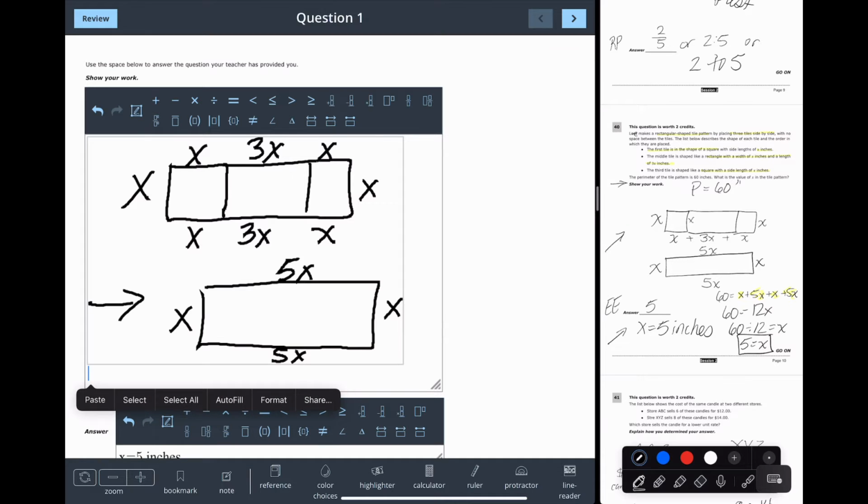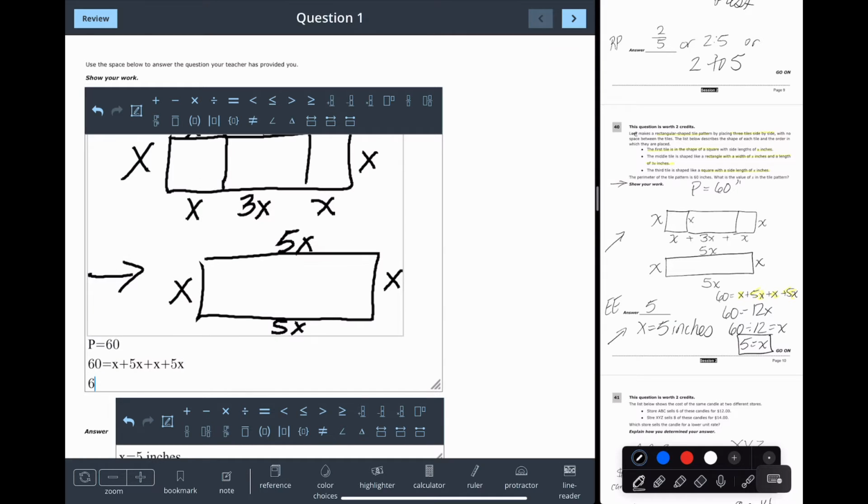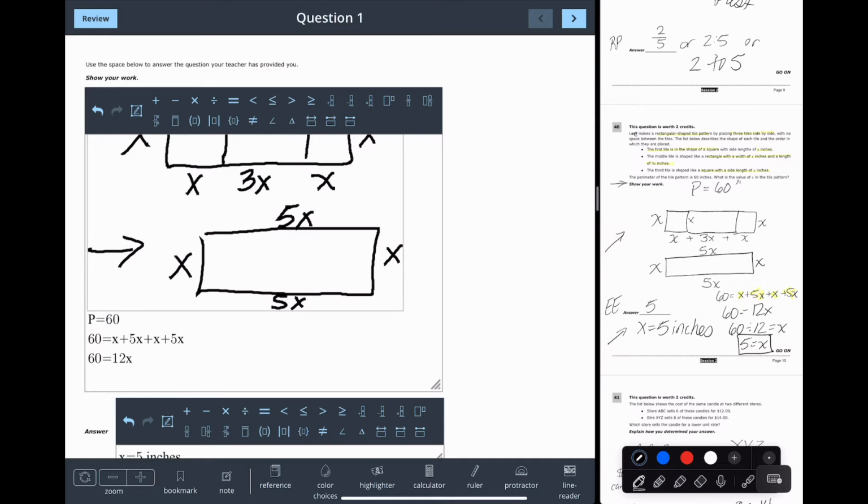Now, so how do I show my work to get this answer? I'm going to put perimeter is equal to 60. 60 is equal to x plus 5x plus x plus 5x. And then I'm going to type 60 is equal to 12x. Now this is where you get some choices, right? So I could say I'm dividing both sides by 12. And watch how I'll write this.